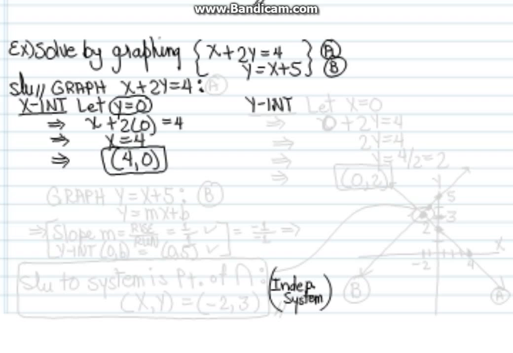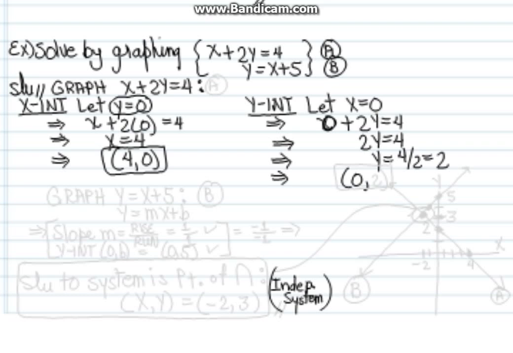Now we'll find the y-intercept by letting x equals 0. Remember, it's always the opposite variable that you set equal to 0 when you're looking for an intercept. So we're finding the y-intercept by letting x equals 0. That gives us 0 plus 2y equals 4. So 2y equals 4, which means y equals 4 halves, which is 2. That means the ordered pair (0, 2) is the y-intercept.